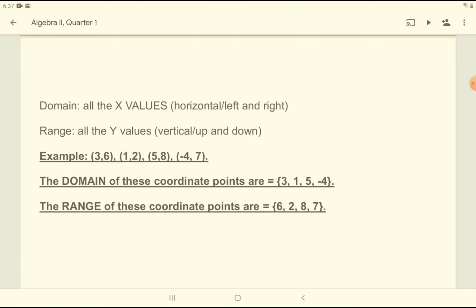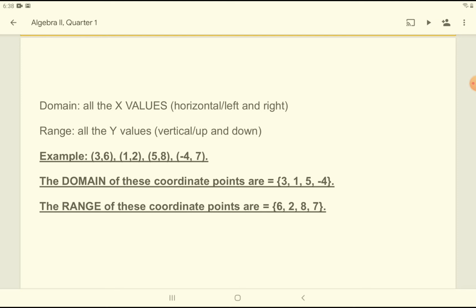So, okay. Everything on this screen is very important. The domain is all the x values, right? If you remember, the x-axis goes horizontally, so it goes left and right. So the domain is all the x values. The range is all the y values. So the y-axis on a coordinate plane goes up and down. Okay? So domain is all the x values. Very important. Range is all the y values.